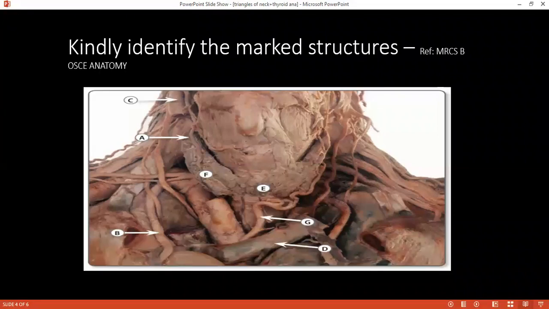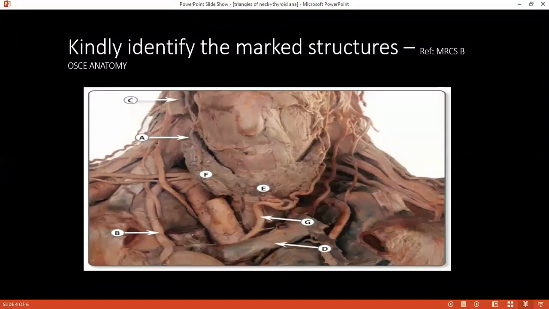What lies in the posterior relation of the thyroid gland? Posterior to the thyroid gland is the recurrent laryngeal nerve? It's something else. You have to think. There are four in number, two on each side. What is it? Yes. Posterior relation? They are parathyroid glands. At what level are they located? They are located at the level of C4, C5. Yes, at the level of thyroid cartilage.